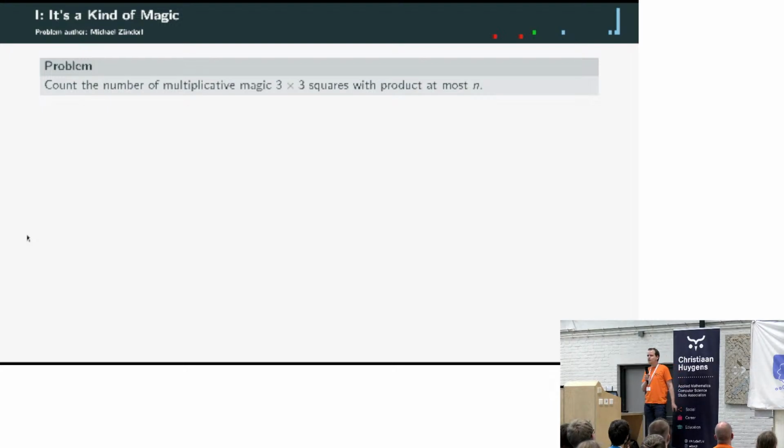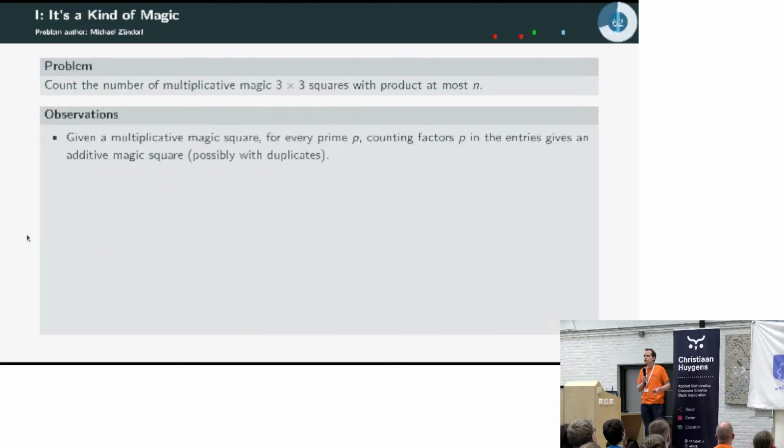So in this problem, we need to count the number of multiplicative magic squares where the product is under a certain value n. So how do we do this? Basically the first observation is, if we have such a multiplicative square, and we look at just the factors of some prime p in this square, and take all the powers, then this should actually form an additive magic square, but potentially with duplicates.